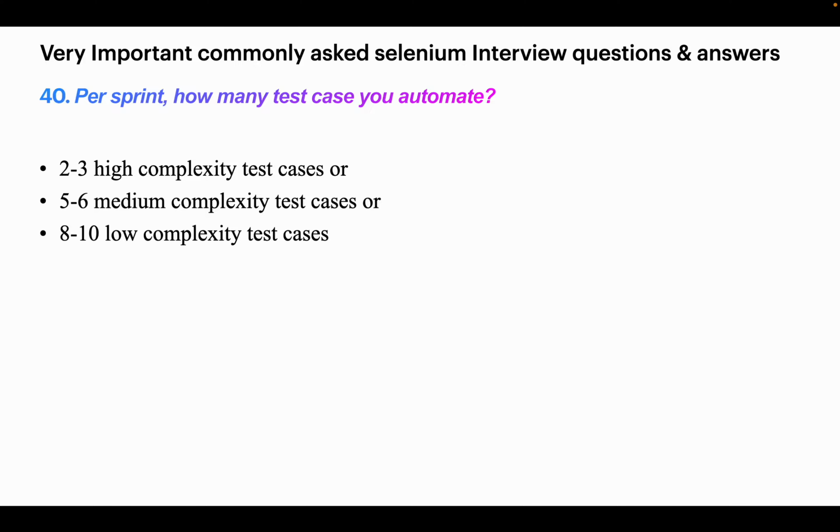Per sprint, how many test cases do you automate? You might be in a 2-week sprint or 3-week sprint, so you can explain. Basically, you might do manual testing also. So we would have time to automate only 2 or 3 high priority test cases, 5 to 6 medium priority test cases, and if it is very low priority, around 8 to 10 test cases.